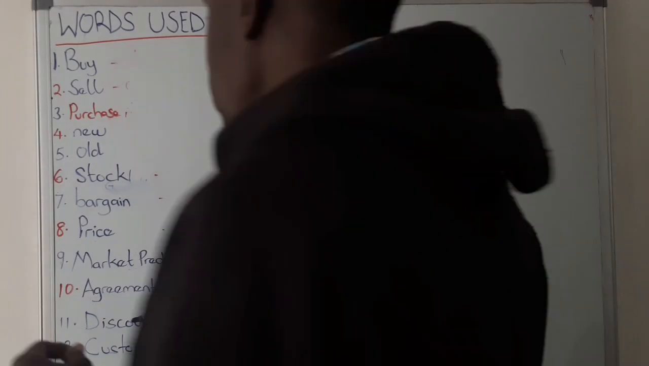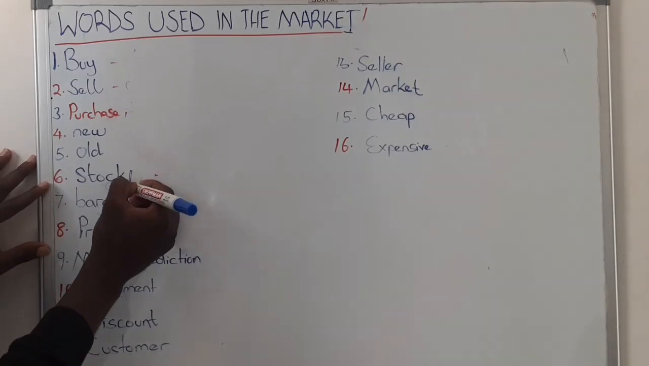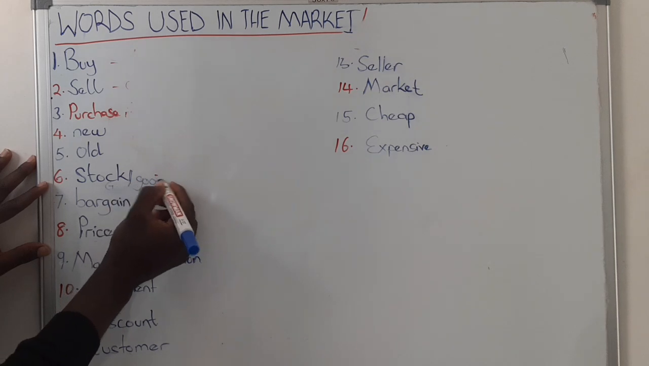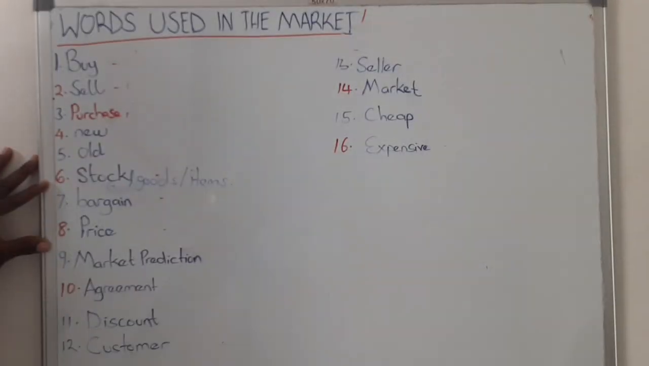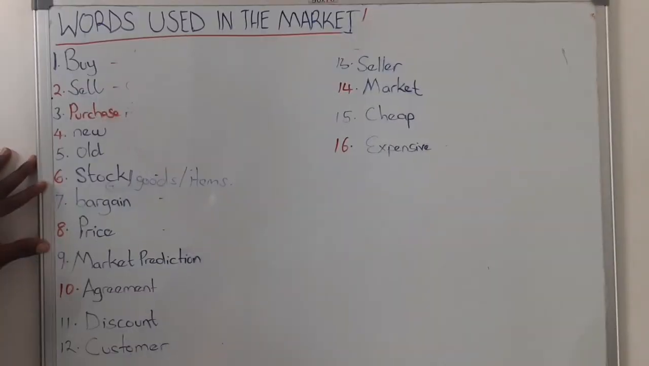Number six, we have stock. Stock. At times we use stock or goods. Goods. Or they can be items. So I'm going to buy the stock from the seller. I'm going to buy goods from the seller or items.